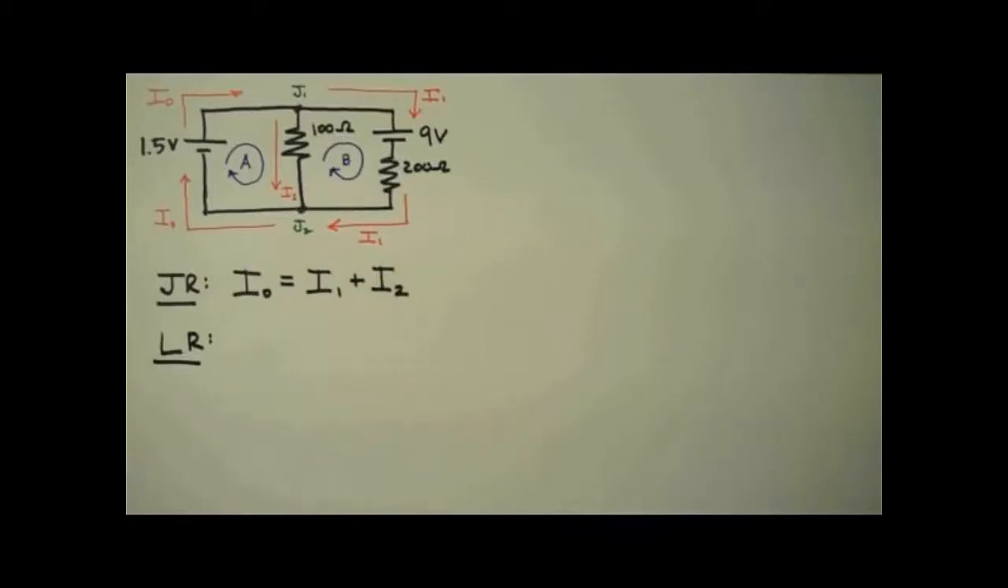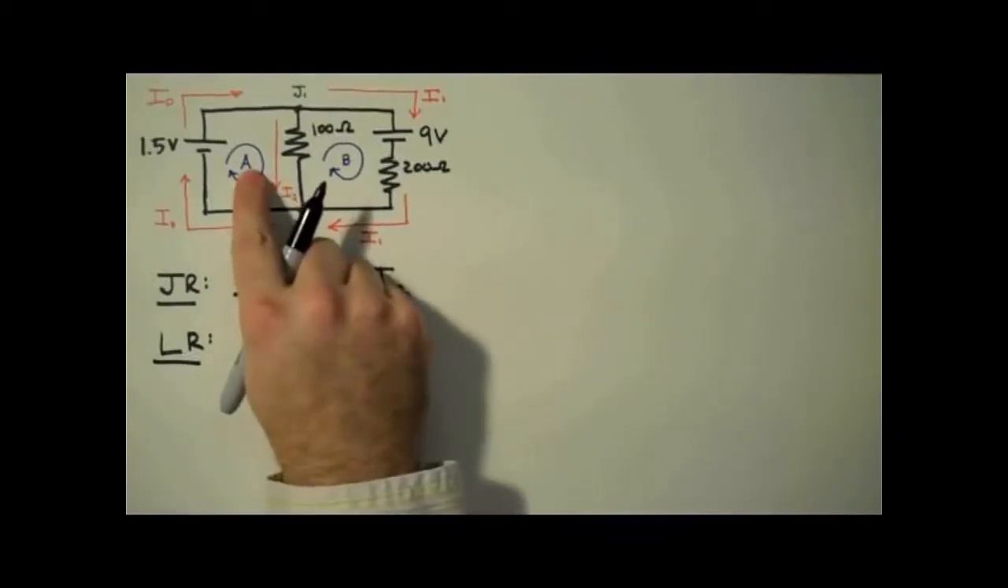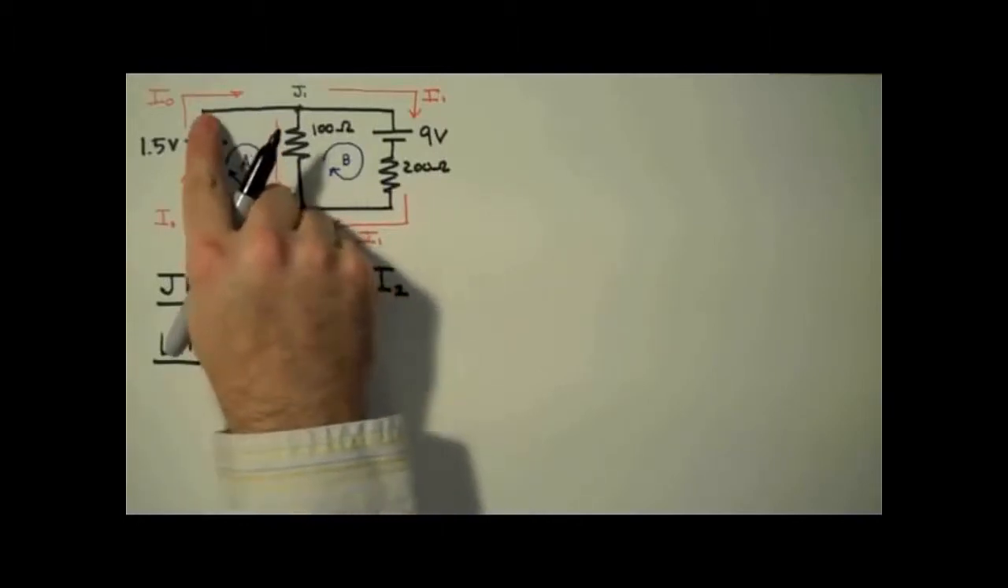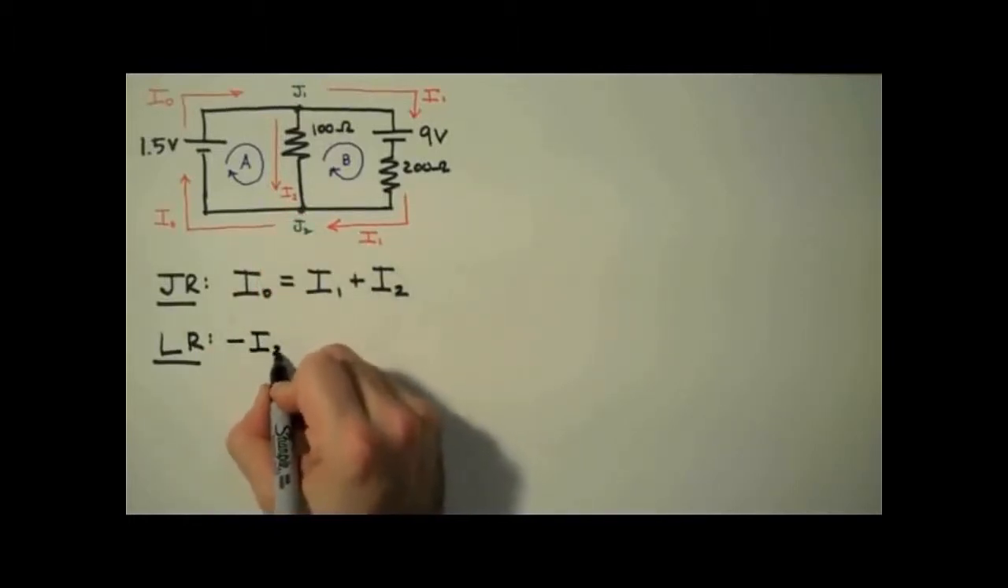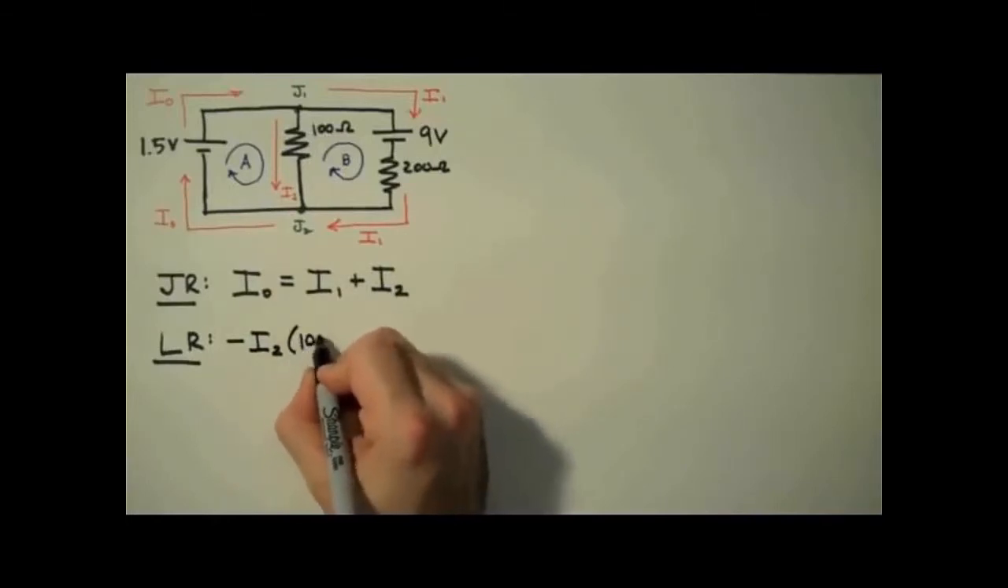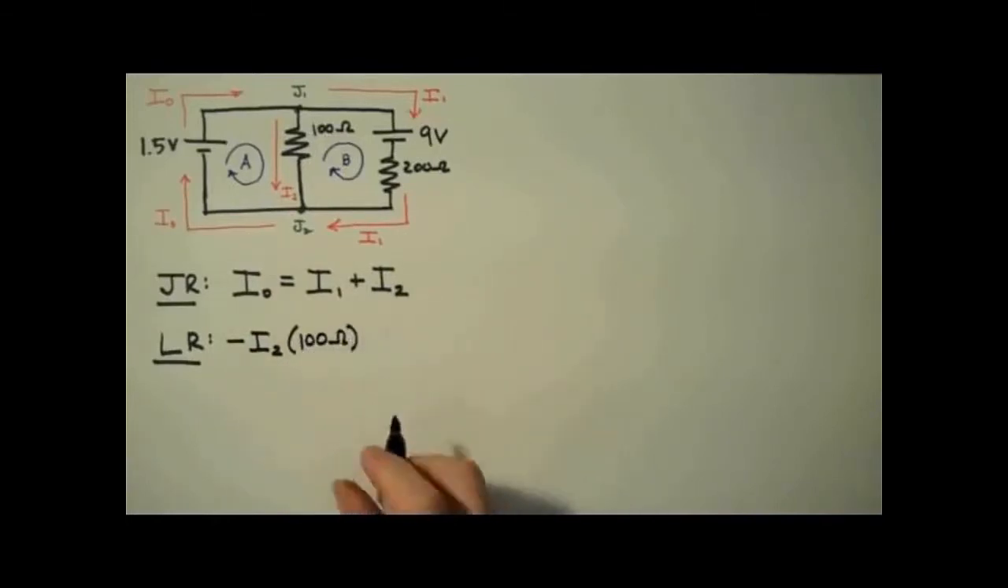Now we apply the loop rule to loop A, which states that the sum of the voltages around a closed loop is equal to 0. Starting in the upper left-hand corner, we're going to move clockwise around loop A. And the first component we get to is the 100 ohm resistor. Here we're traveling clockwise, so we're coming down this leg, moving with the direction of the current. This means we're going to have a voltage drop across the resistor, negative IR. So I'm going to write negative I2 times 100 ohms to indicate the voltage drop.